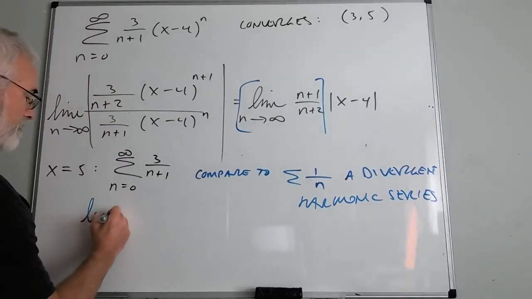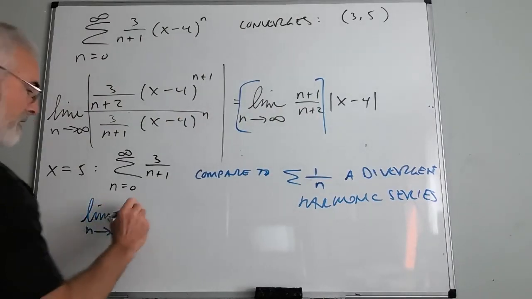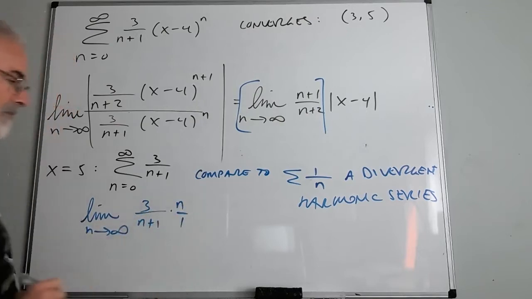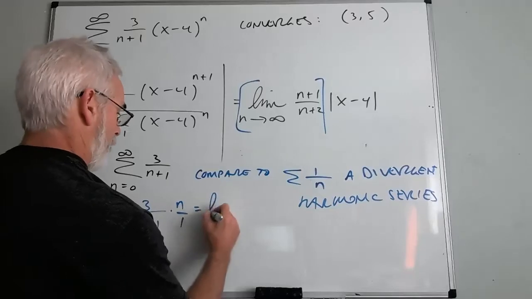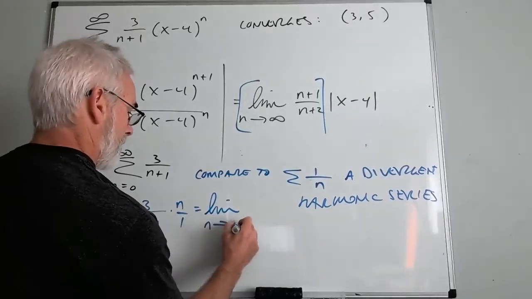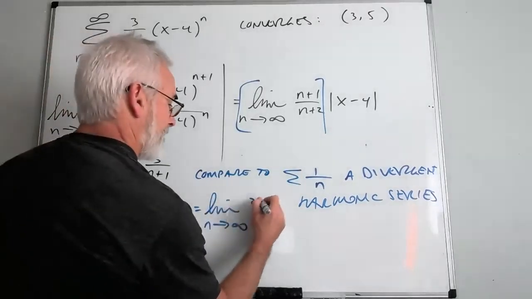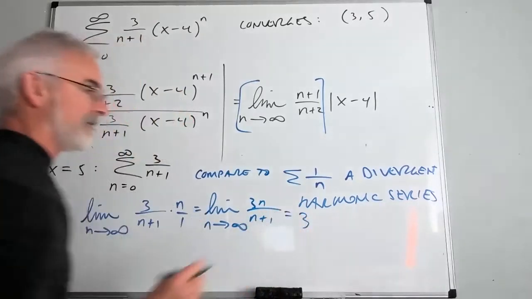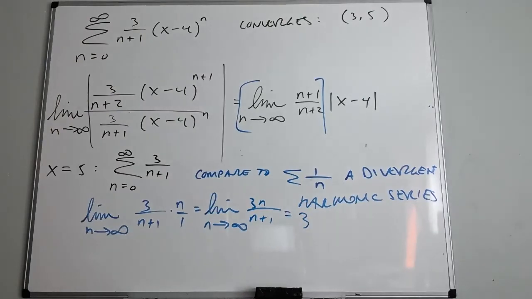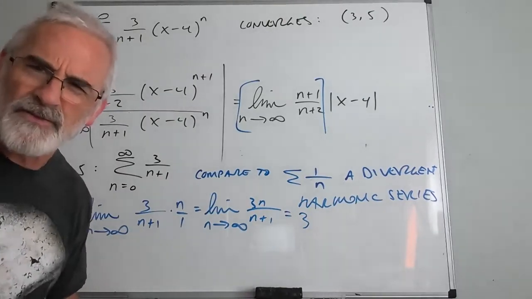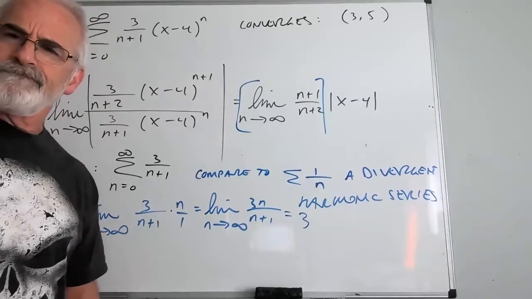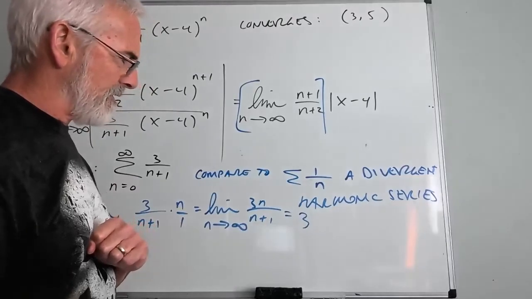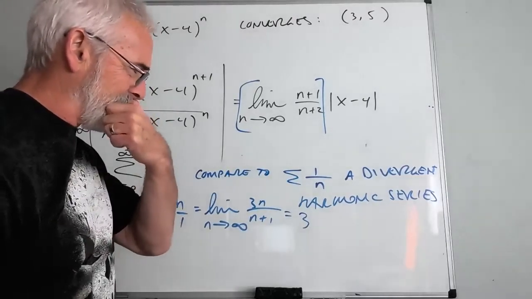Now, the limit as n goes to infinity of 3 over n plus 1 over 1 over n, so times n, will be 3n over n plus 1, and that limit is 3. Is 3 a good number or a bad number? Am I comparing 3 to 1? What am I doing with 3? Anybody? What am I doing with that value? Isn't it 3 times that?